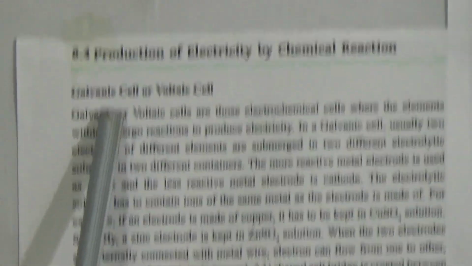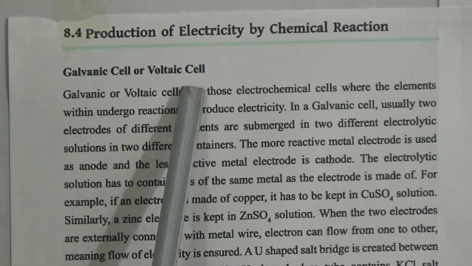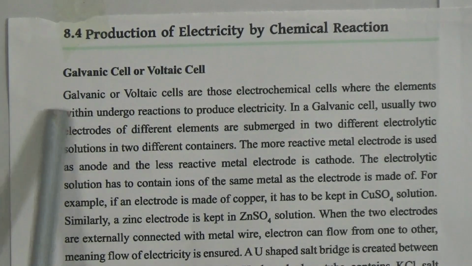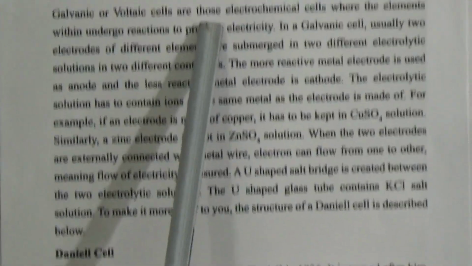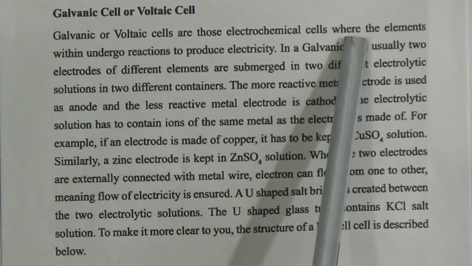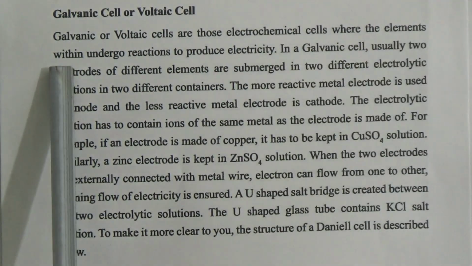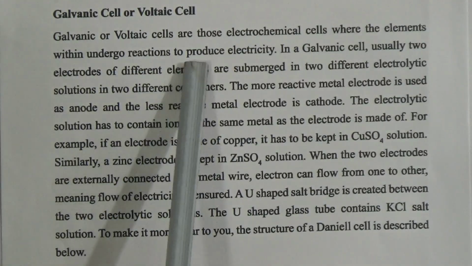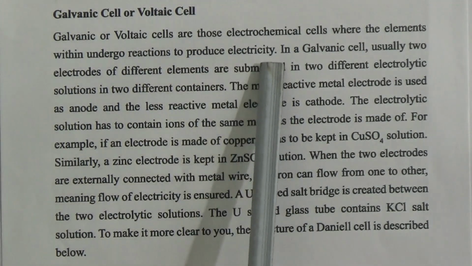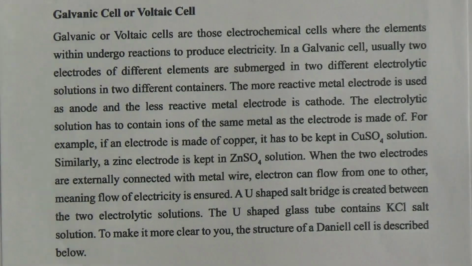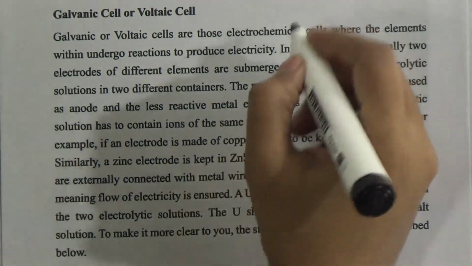Now first we will discuss the galvanic cell or voltaic cell. Galvanic or voltaic cells are those electrochemical cells where the elements within undergo reaction to produce electricity. This is the definition of galvanic cell. So underline it.